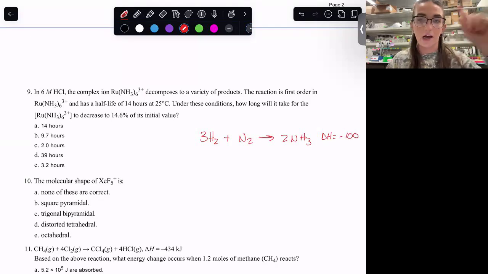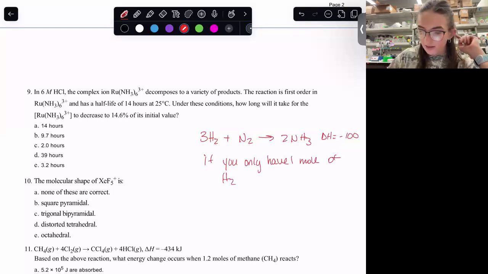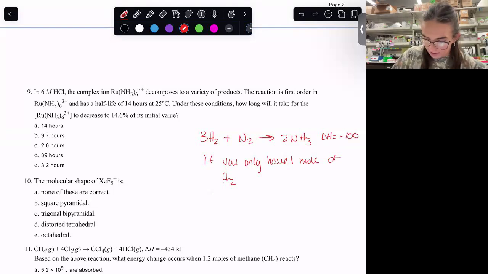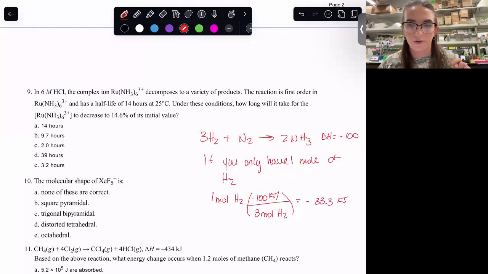Then if you say that you only have 1 mole of H2, then you have only 1/3 of that energy because the molar ratio is similar to the delta H. So you would say, okay, I have 1 mole of H2. So then for every 3 moles of H2, I have 100 kilojoules of energy, right? So then I'm only putting in minus 33.3 kilojoules, right? That's the energy, and that's how the moles work for that one.